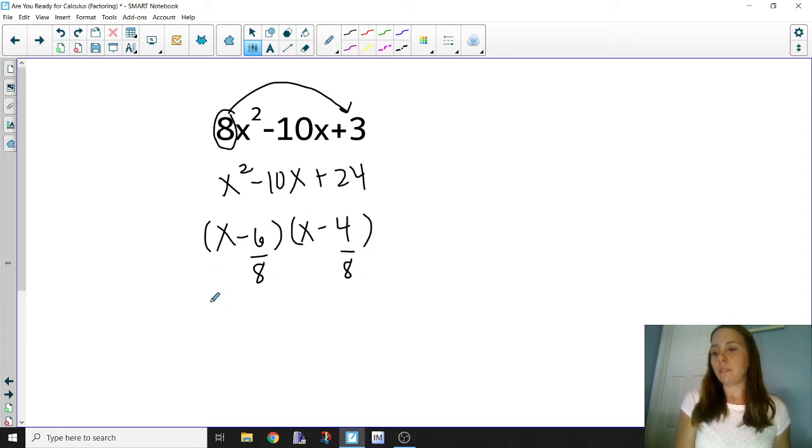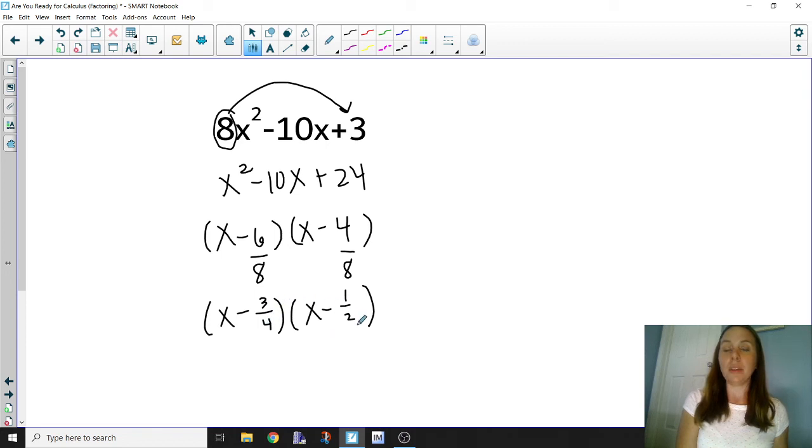Reduce the fractions. 6 over 8, what's that? 3/4? 4 over 8 is a half. And then move the denominators of those fractions in front of the x, like this. 4x minus 3 and 2x minus 1.